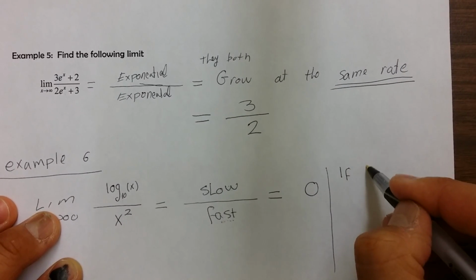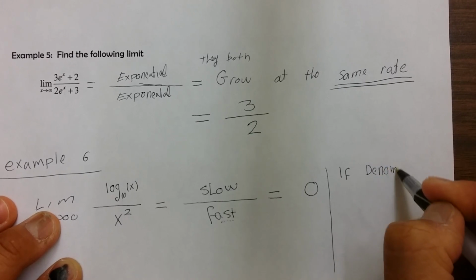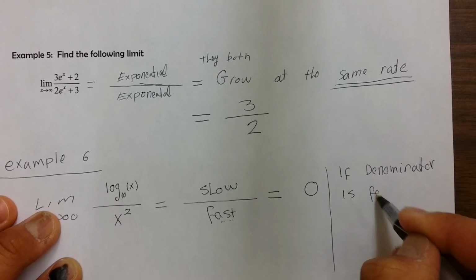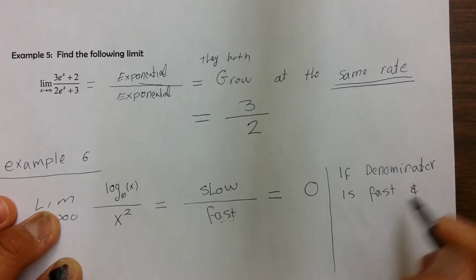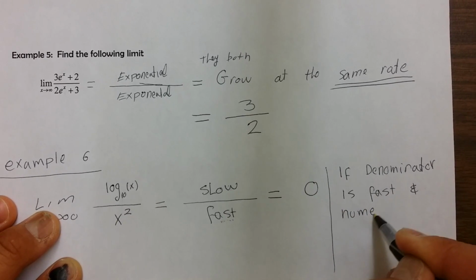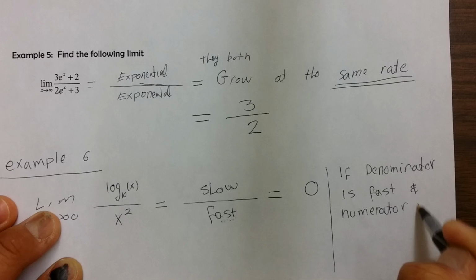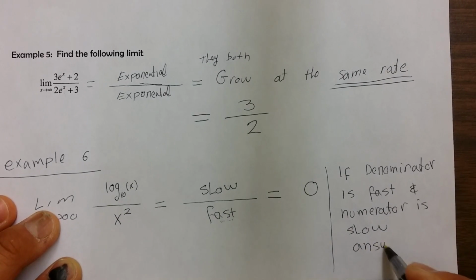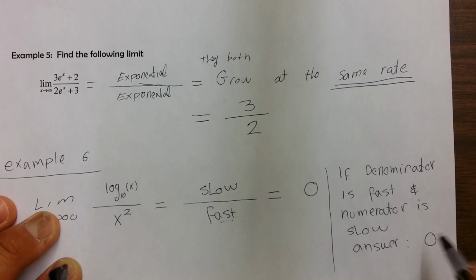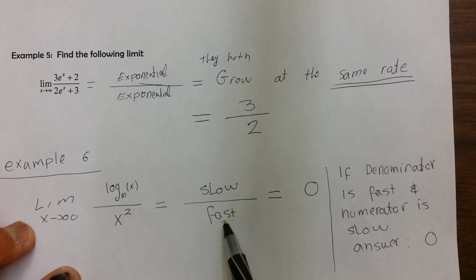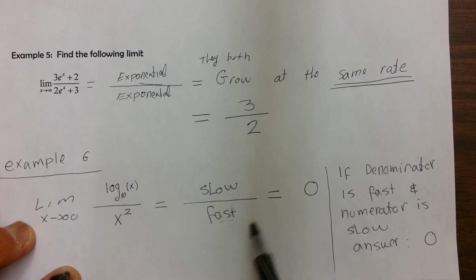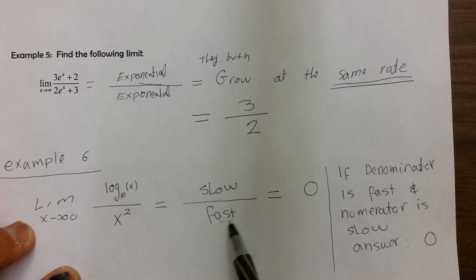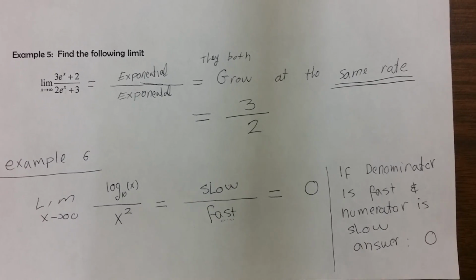So if the denominator is fast and the numerator is slow, the answer is 0, because the denominator is going to be really big. The numerator is going to be really small. So small over big is 0. Awesome.